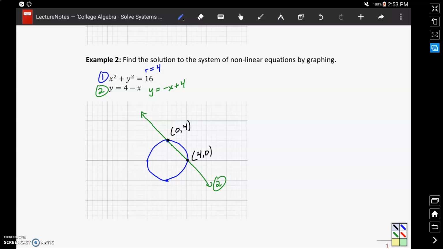The idea here then is similar to what we've done in the past. In order to solve a system of equations, we need to find all xy coordinate pairs that make both of these equations simultaneously true. In example 1 and 2, we had cases where we had 2 points of intersection.